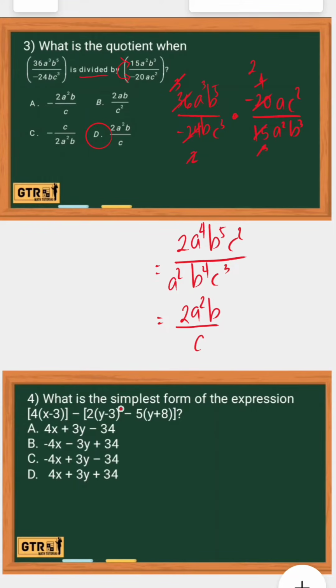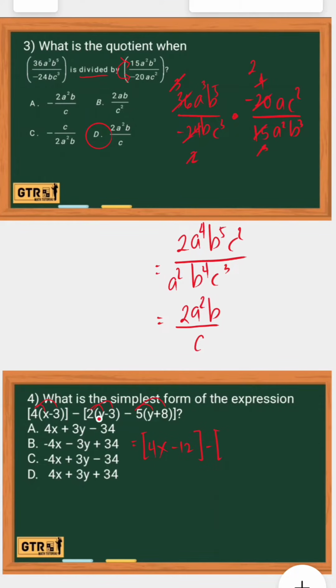Next, number 4. Number 4, what is the simplest form of the expression 4 times quantity x minus 3 minus quantity 2 times y minus 3 minus 5 times quantity y plus 8? Okay, so to solve this, all we have to do is distribute the numbers to the expressions in the parentheses. So distribute 4 to x and negative 3, 2 to y and negative 3, and then negative 5 to y and 8. Okay, so therefore we have 4 times x, so we have 4x. 4 times negative 3, we have negative 12.